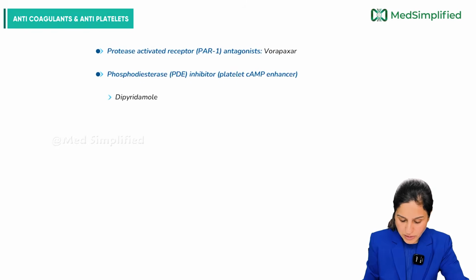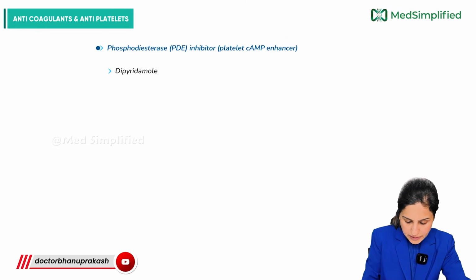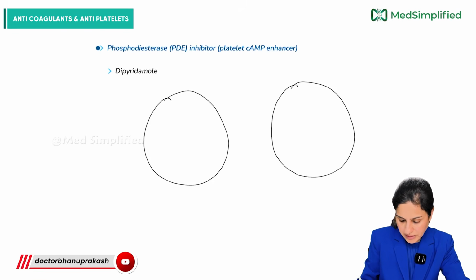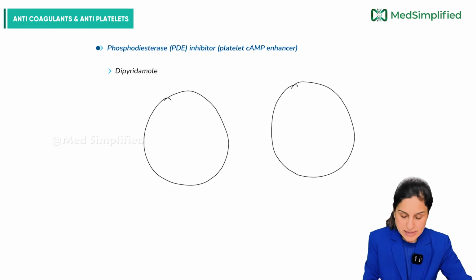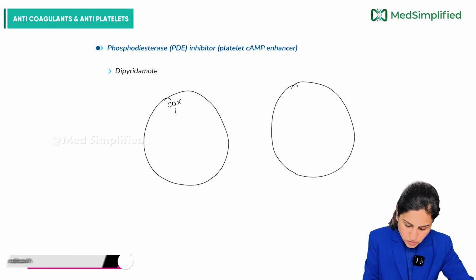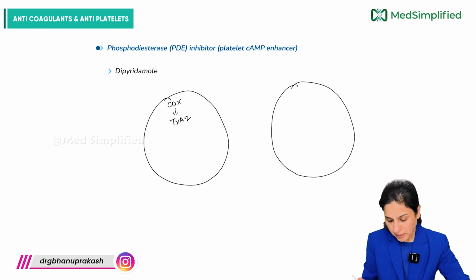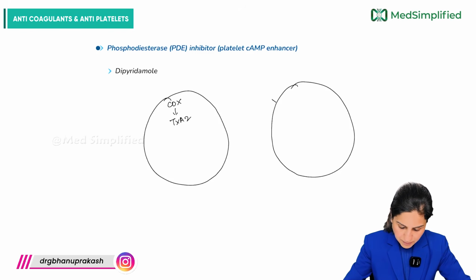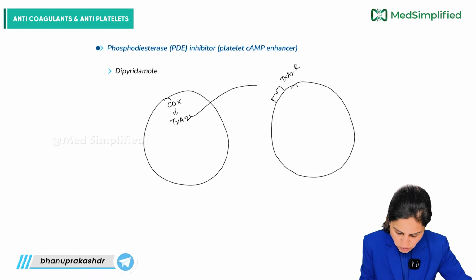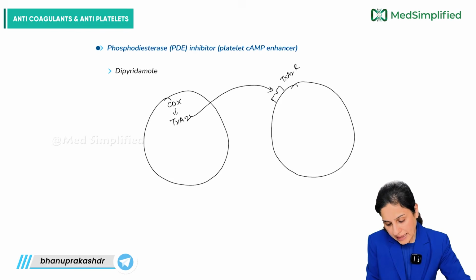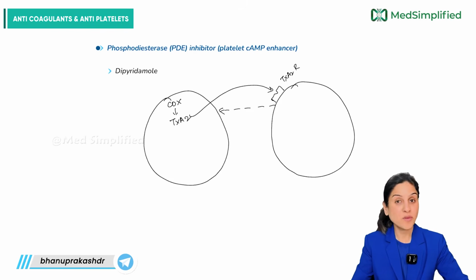So let's see how they work. Now here I'm going to draw a platelet, let's say 2 platelets. How do all these mechanisms work in platelets? Inside the platelet, the COX leads to formation of thromboxane A2. When aggregation has to take place, on the other platelet there is a receptor present for thromboxane A2. So this thromboxane A2 released from one platelet is going to act on its receptor, and it is going to cause the aggregation of the platelet.